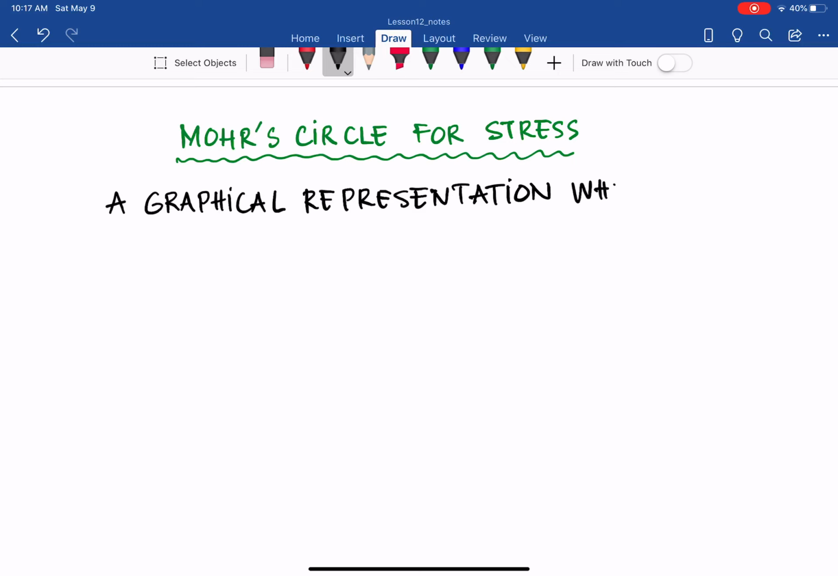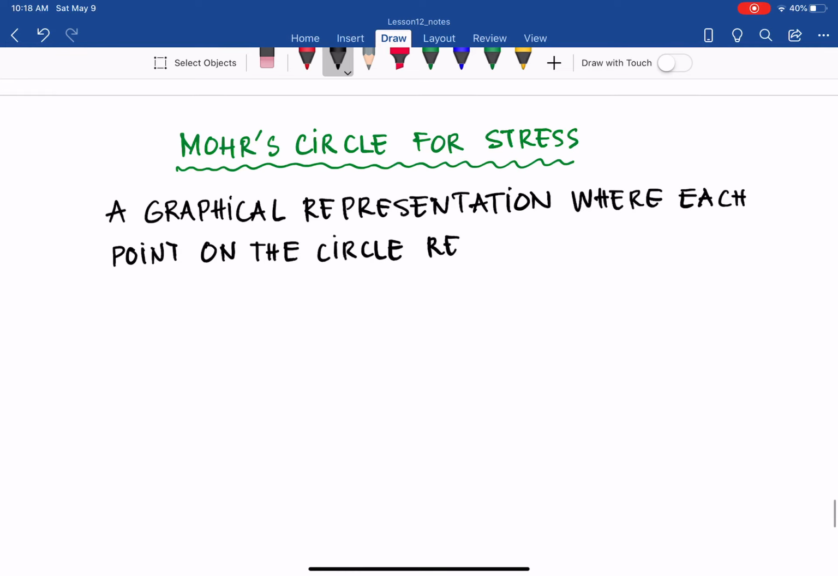where each point on the circle represents a stress on a different plane. So each point on the circle, as its name implies, Mohr circle. So each point on the circle represents a stress on a different plane.